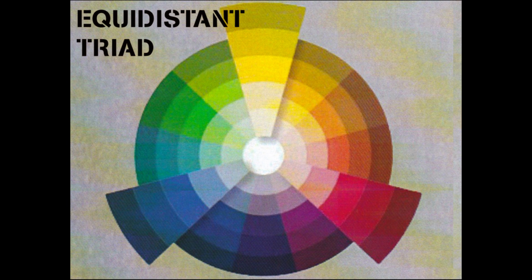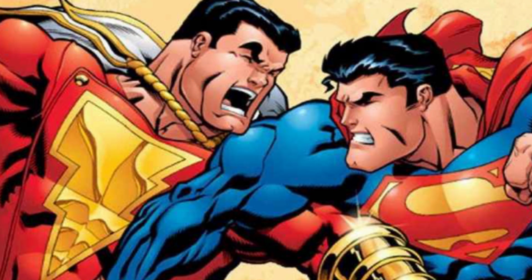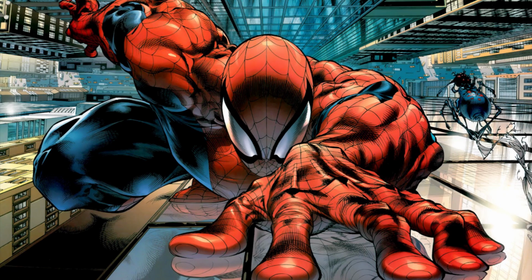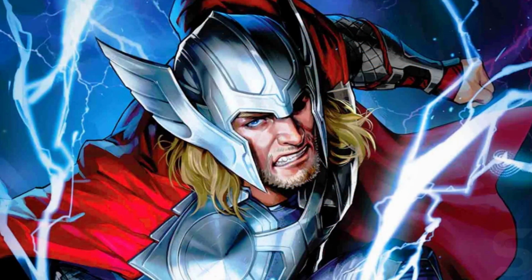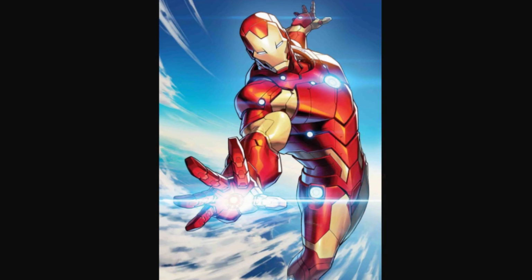This is an equidistant triad. This is made of any 3 shades, evenly placed around the color wheel, in the shape of an equilateral triangle. For example, blue, red and yellow. It's very eye-catching. It has been traditionally used from the design of superhero uniforms in the comic industry.